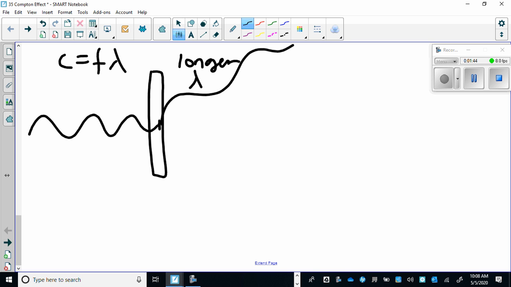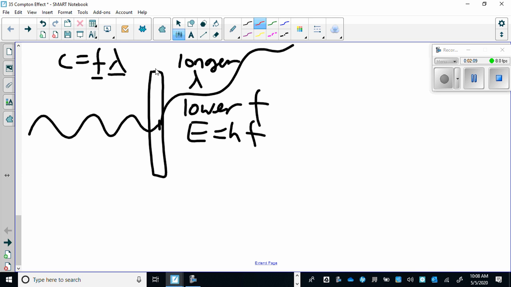If the wavelength increases, then the frequency must decrease, correct? So they must have had a lower frequency, and if they have a lower frequency, based on this formula, they have less energy. And if they have less energy, because of the conservation of energy, that energy must have gone somewhere. And where did it go?